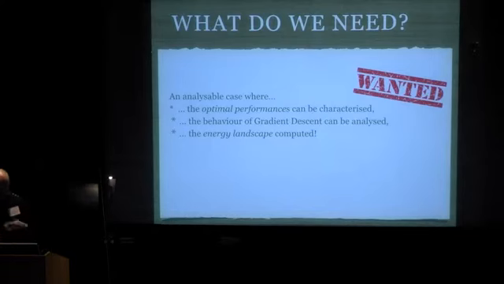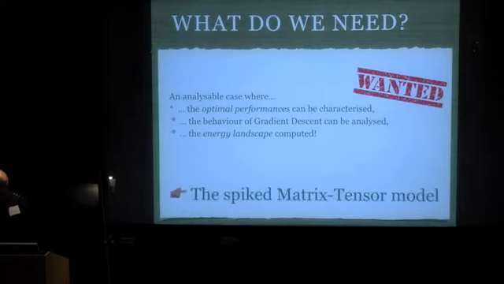We did some brainstorming with Giulio and Lenka and our students, and we were not very original. We looked at one of the most beloved models in statistical physics, at least for people doing spin glasses, called the spiked matrix-tensor model. This is very far from deep learning, but it's a very simple model on which we can do everything, so let's try to see what is going on. That's what we did.